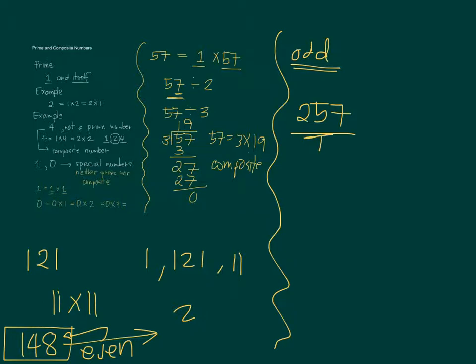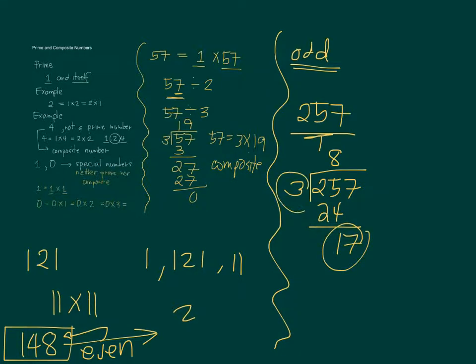So first, 2 is not a factor of 257 because it's an odd number. So we follow the same idea. We try to check if 3 is a factor of 257. If we divide, we get 8 times 3 is 24, and this is 17. But 17 is not exactly divisible by 3. Okay, so 3 is not a factor.